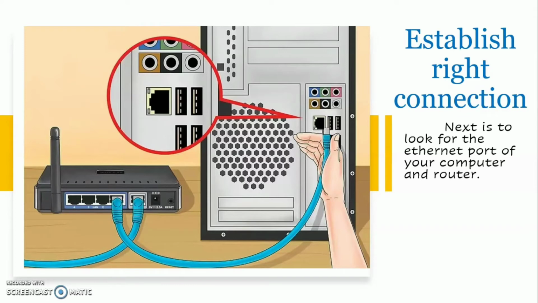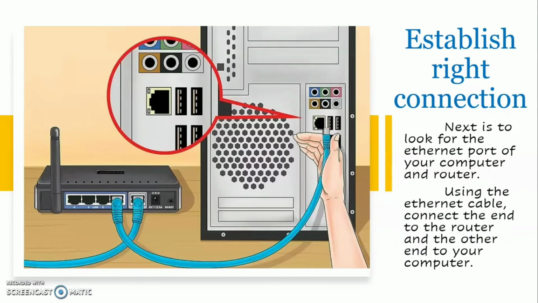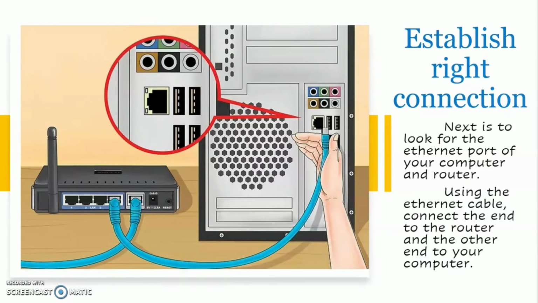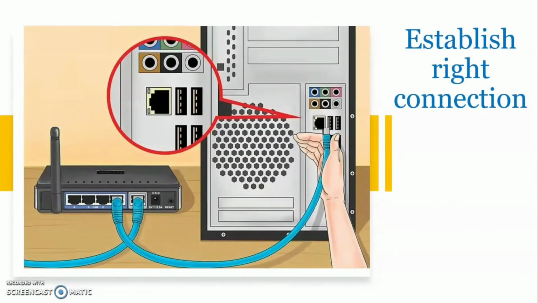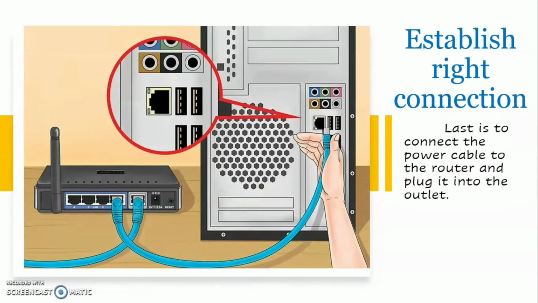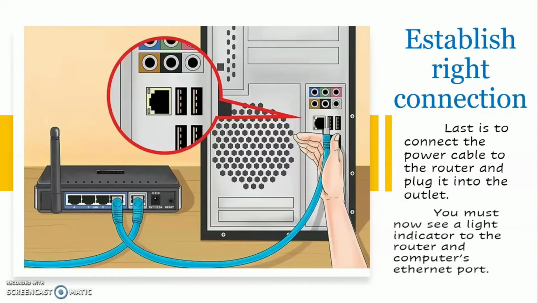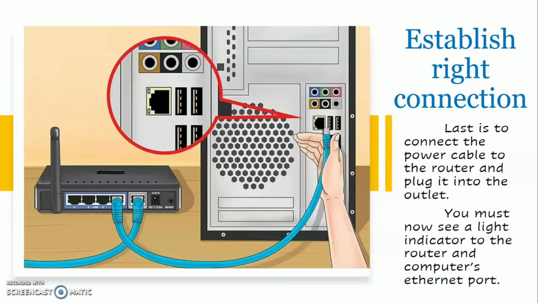Next is to look for the Ethernet port of your computer. Using the Ethernet cable, connect one end to the router and the other end to your computer. Last is to connect the power cable to the router and plug it into the outlet. You must now see a light indicator on the router and the computer's Ethernet port.